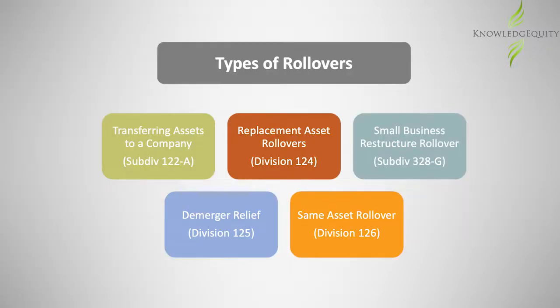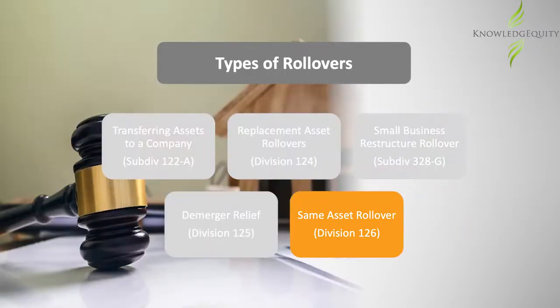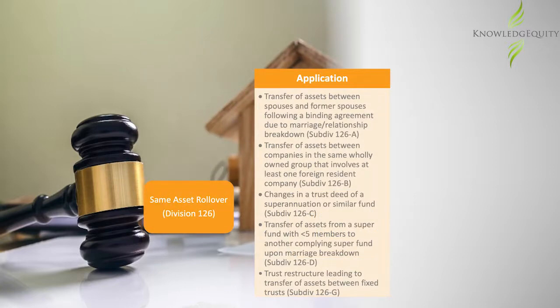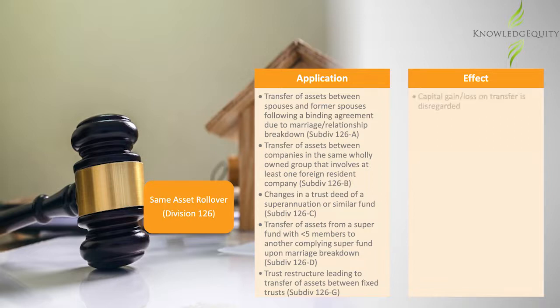Same asset rollovers apply in some situations where an asset is transferred from one taxpayer to another. For instance, such a rollover would apply where, due to a divorce agreement, there are assets transferred between the divorcing couple. Where the same asset rollover applies, then the consequences are similar to the other rollovers. Any capital gain or loss due to the transfer is disregarded. Also, the transferred assets have the same tax attributes as they did prior to the transfer, maintaining their pre-transfer cost base and reduced cost base and pre-CGT status if applicable.